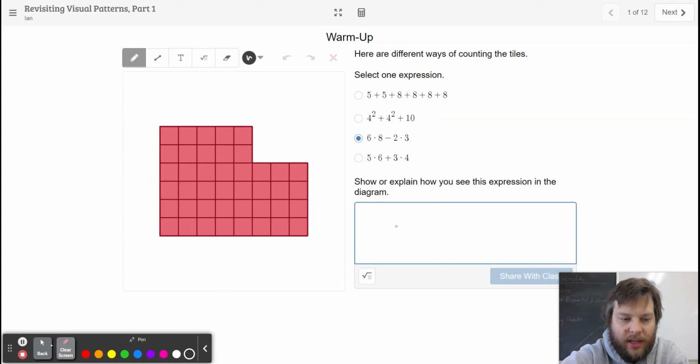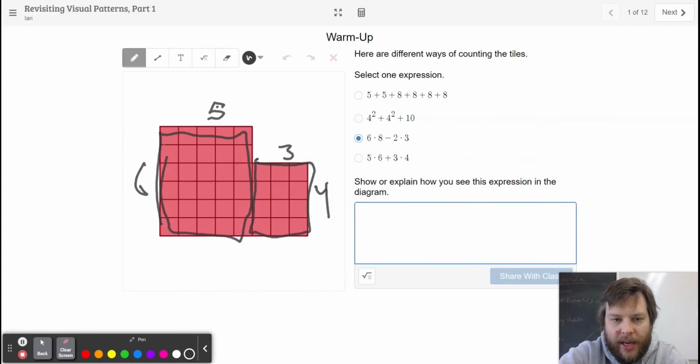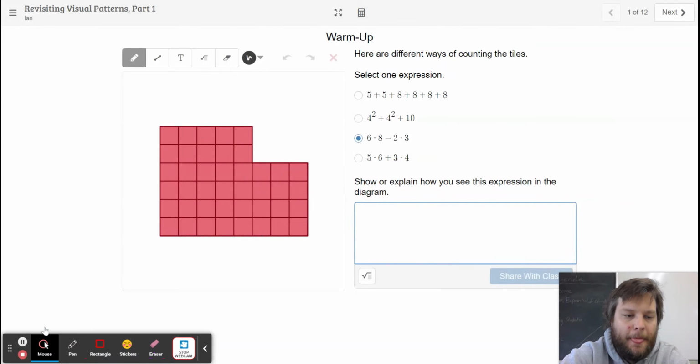I want you to notice also, I actually haven't calculated the number of tiles. I don't actually care what the total number turns out to be. What I care about more is how many different ways I can see the number of tiles. And then the last one, 5 times 6 plus 3 times 4, you can see that by breaking it down here, 3 by 4, and then here is 5 by 6, like that. And there are other ways that you could count up the number of tiles. I want you to think about if you can see any other ways of counting it up.